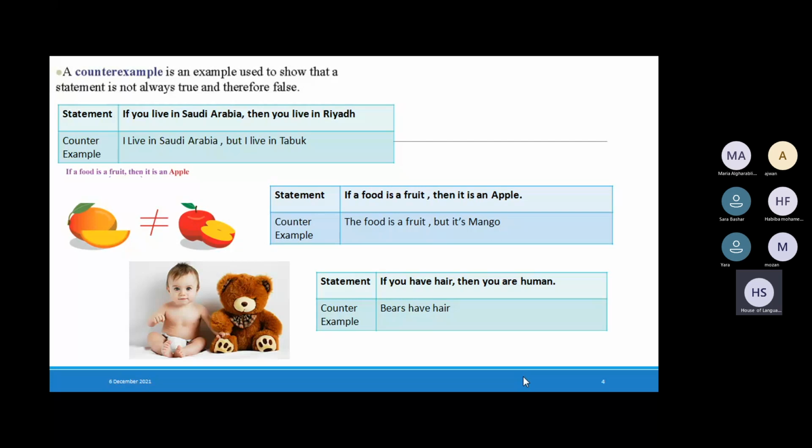Like this one here. I told you now, if you have hair, then you are a human. But some of you tell me, no, teacher, the bear has hair. So this is not acceptable. Sometimes you have an example that tells you that your statement is false. This one we call a counter-example. Now, did you understand the meaning of counter-example? Yes. Let's see now how it works in math.